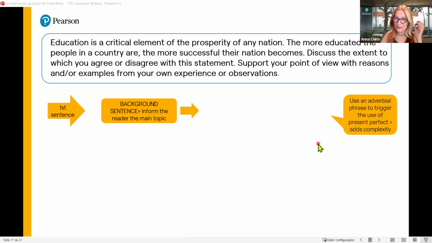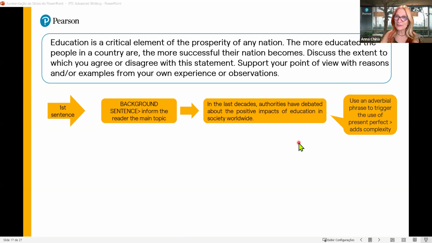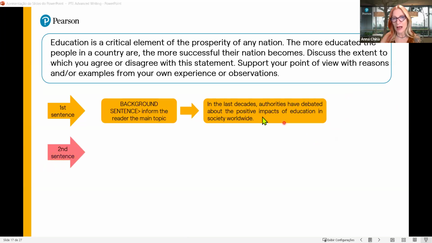So use an adverbial phrase. In the last decades, and there are many options, throughout history, recently, right? Authorities have debated about the positive impacts of education in society worldwide. I also like, whenever possible, the little word worldwide. It's a compound word, right? So once again, it'll add to vocabulary complexity. So it's little details that once you design it in your mind and you share it with the students, and remember, they only have 20 minutes to get this done, they will tackle and write the introduction much quicker, and they will have more time even to proofread by the end. Because many of them get stuck in the introduction. It seems that with the first sentence, they just get stuck there.